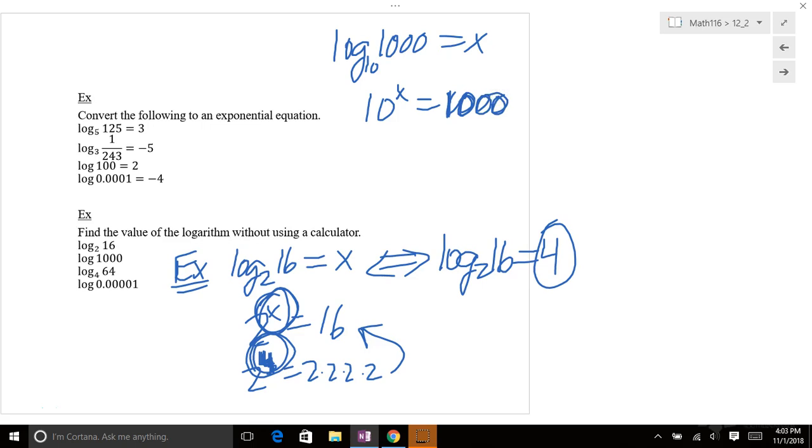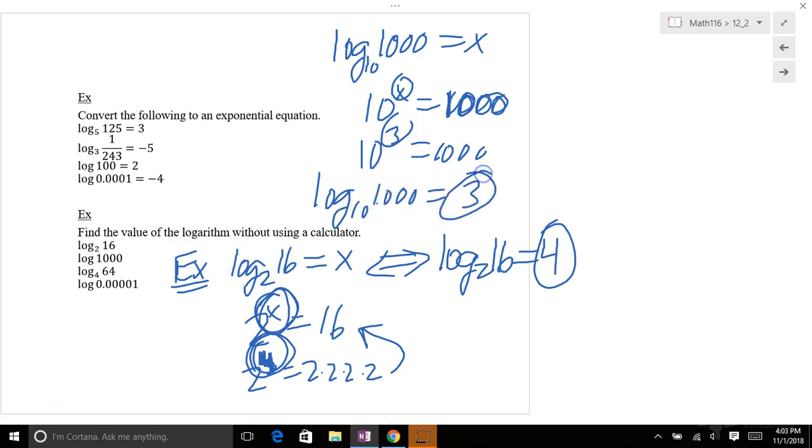What would x have to be? Well, x can't be 2, because 10 squared is 100. But 10 to the third is 1,000, 10 times 10 times 10. So x is 3. In other words, log base 10 of 1,000 must be 3. And that's how you're going to think about these.